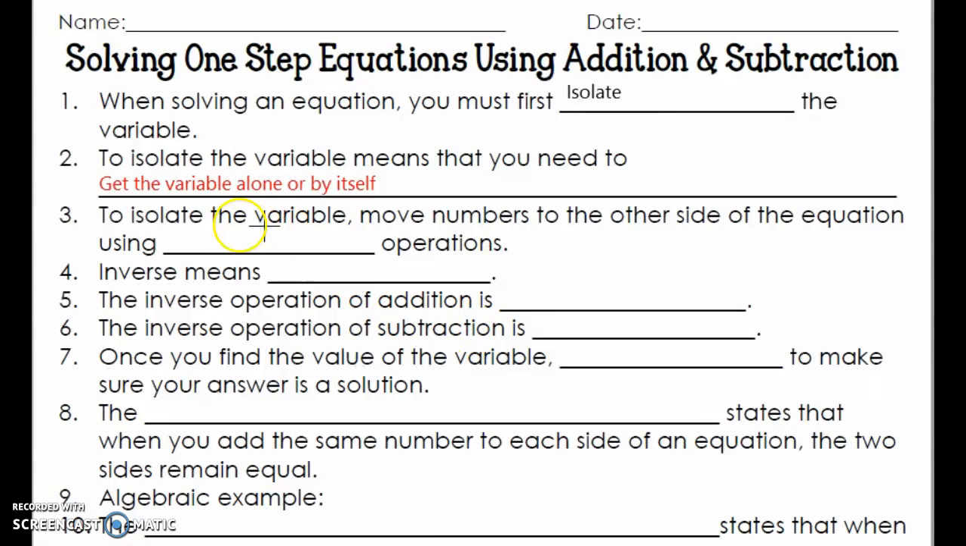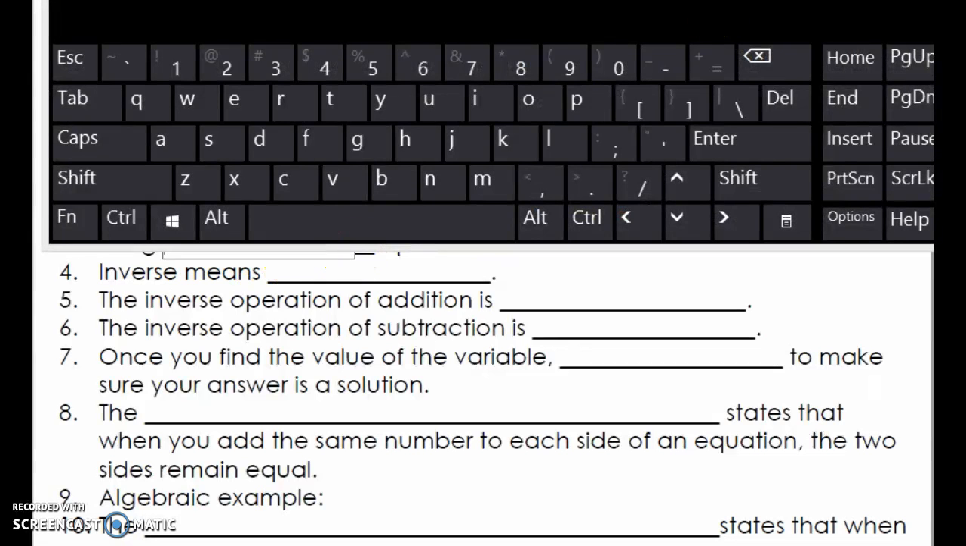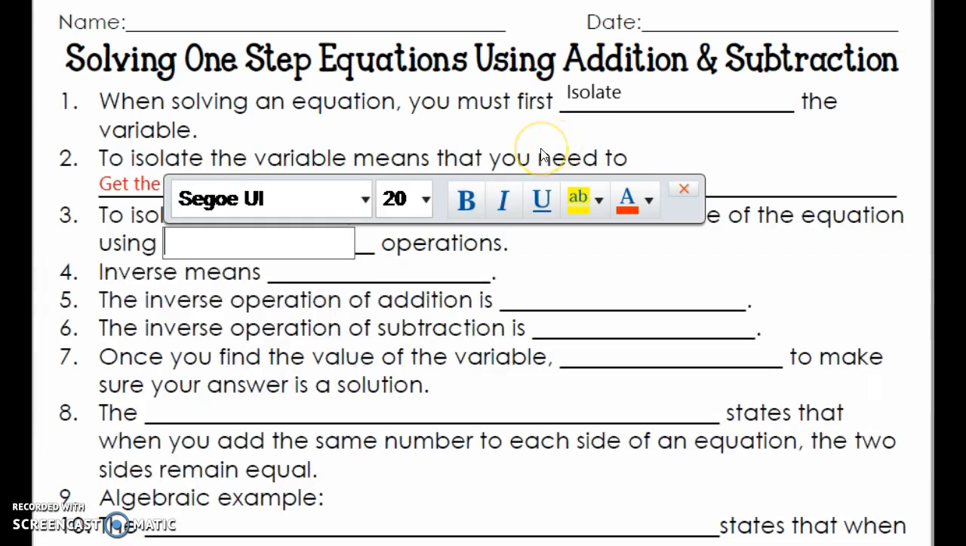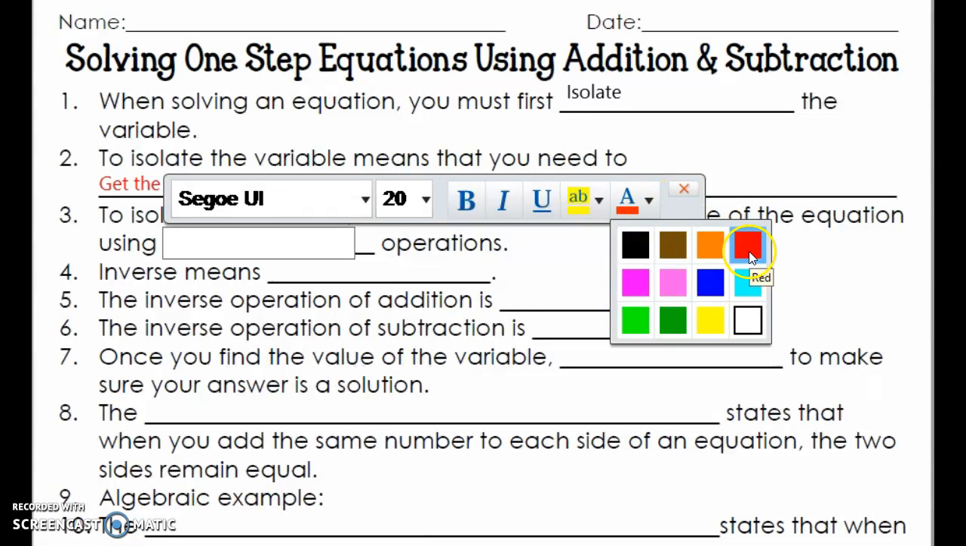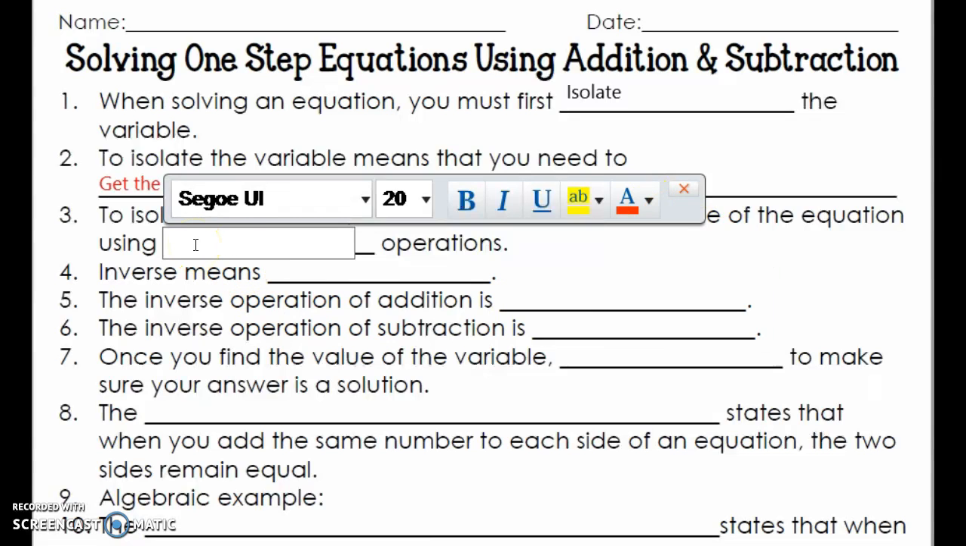To isolate the variable, move numbers to the other side of the equation using, and oh boy, I hope that we can remember this, inverse. I want to make it red. We want to use inverse operations.